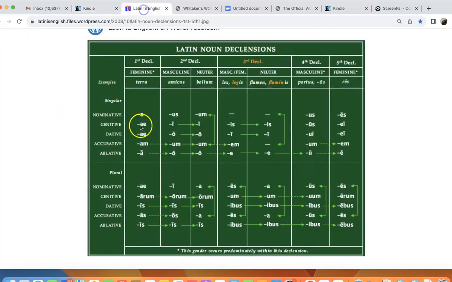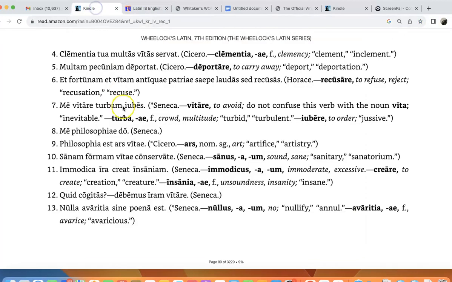So we can go back to turbam. And yeah. Seneca, another great, remember he was the tutor of the Emperor Nero before Nero, like Socrates, had him executed for who knows what.